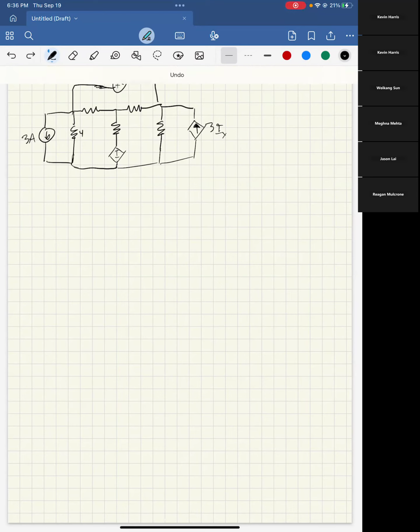So yeah, let's say 4 ohms. I'm not going to write ohms. Ohms takes 6 and 8. This is Vx. This is 12 volts. This is 2 ohms, and that's 3Ix. Okay, cool. And then Ix is this. This would be 2Vx. So write all the equations.